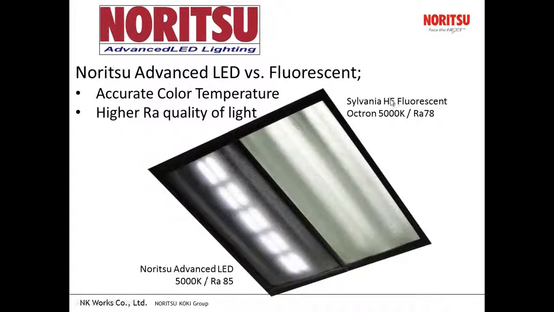Here is a very high quality fixture with Octron 5,000 degree bulbs rated at 78. These 2 fixtures were side by side in a Noritsu demo room, and this is how I captured them, exactly like this with my Nikon D7000. I put the camera into daylight setting so that it is expecting white daylight.